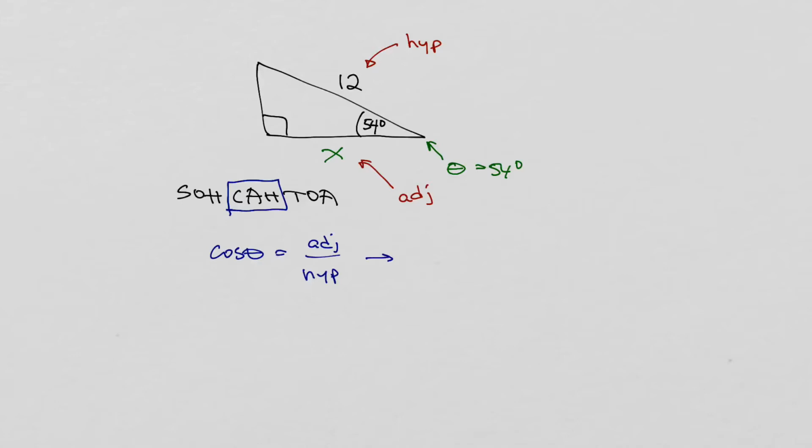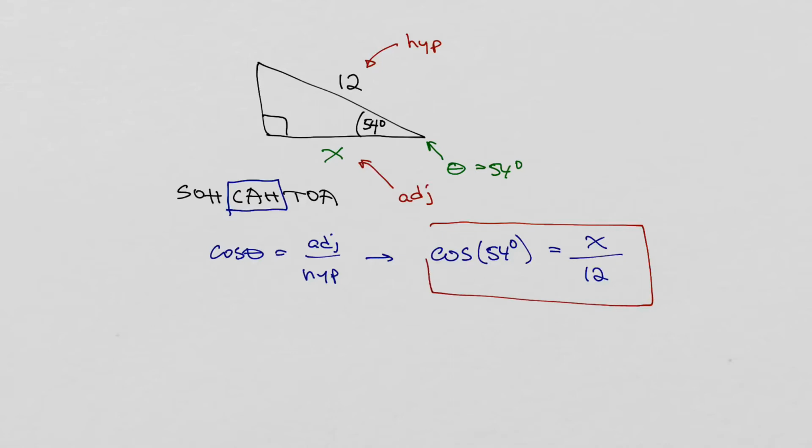So in this case, cosine of theta, well, theta is 54 degrees. That's going to equal the adjacent side, which is x, over the hypotenuse, which is 12. And then this is just an equation that we can solve. For some of these, we will need a calculator because we don't know some of these strange values, like cosine of 54 degrees. So that's okay. We'll be using a calculator on this portion of it.